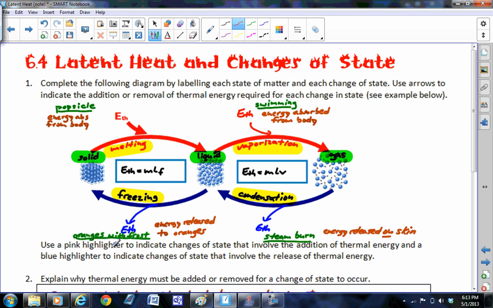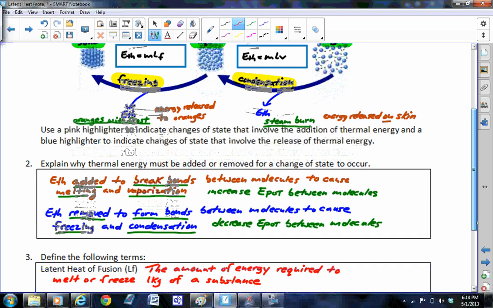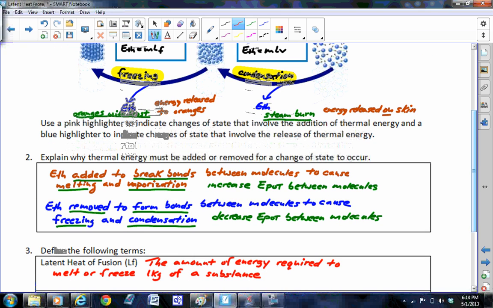And again, oranges, same thing happens with oranges. As the liquid changes to a solid, we have a release of energy into the environment that's absorbed by the oranges then, as a result, protecting them. So, why is thermal energy required? Well, it has to be added or removed to basically break or form bonds between molecules.